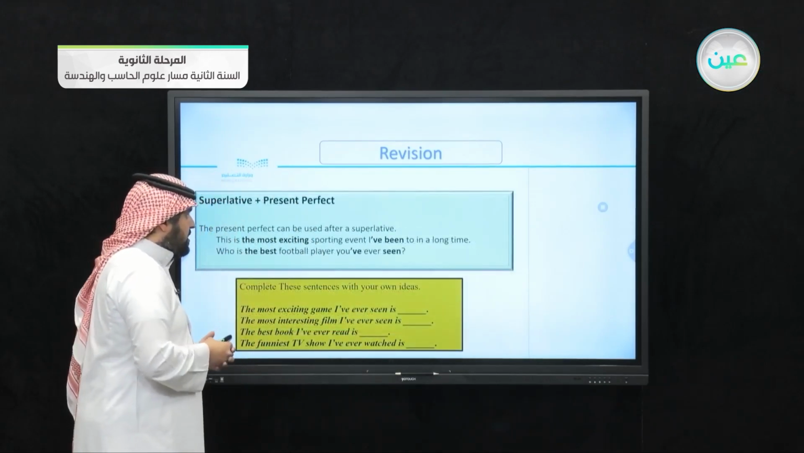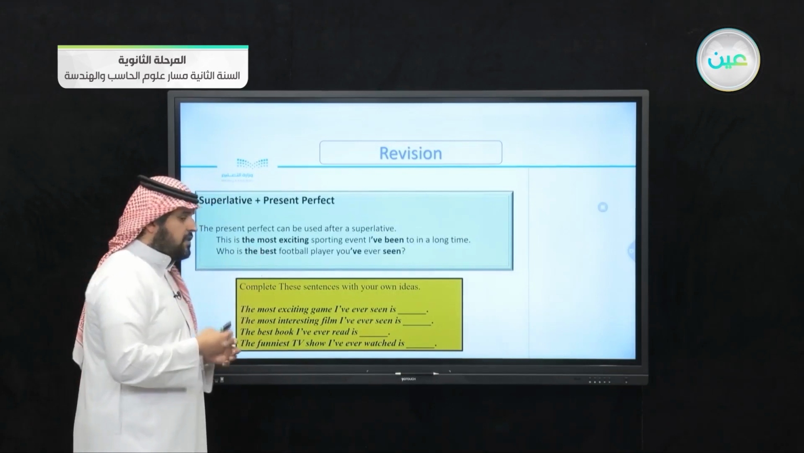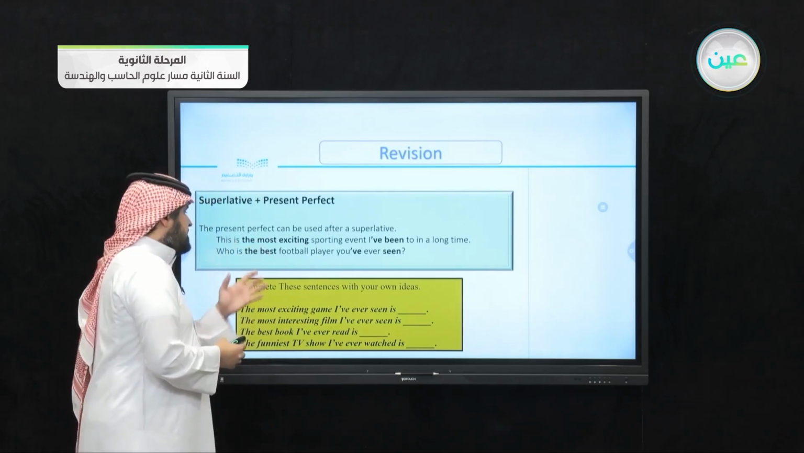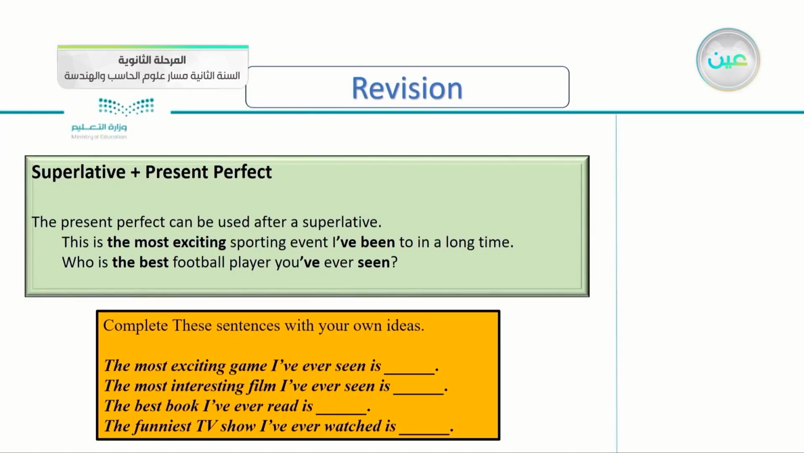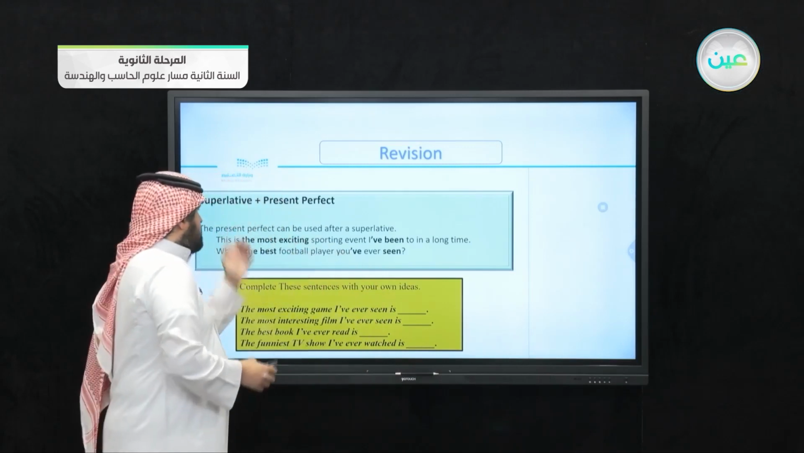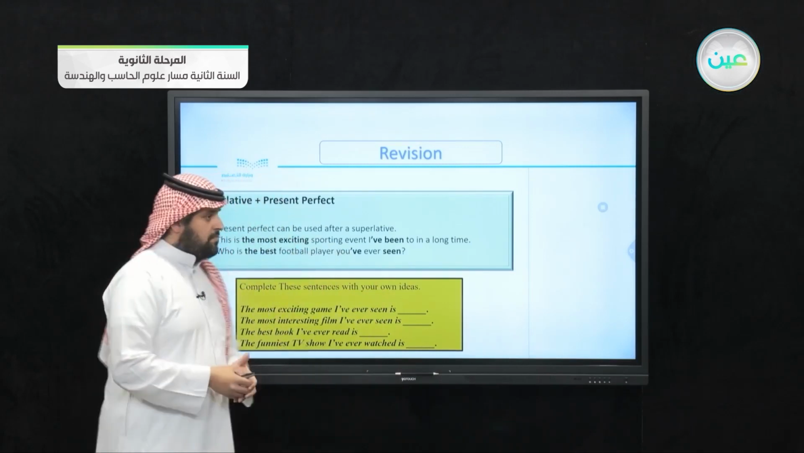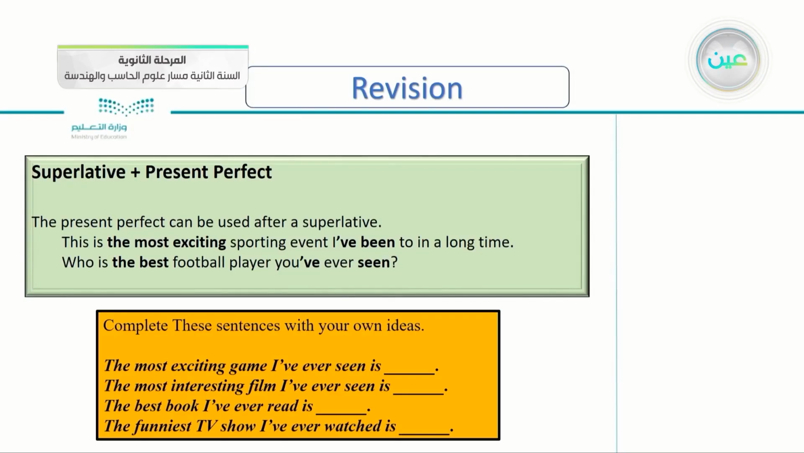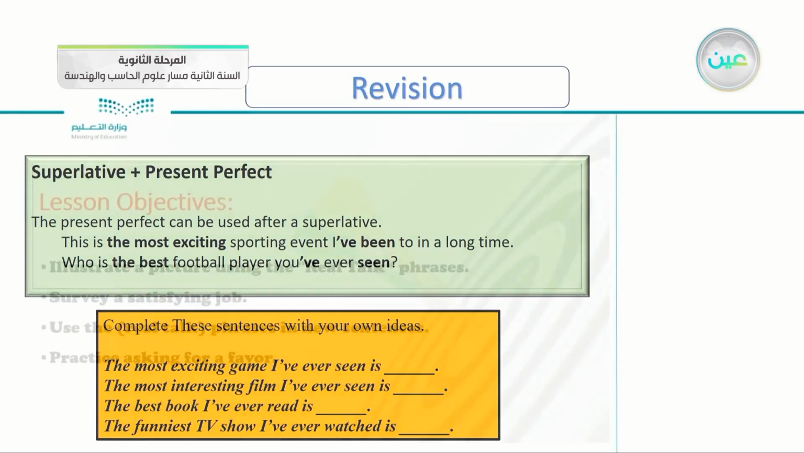We also took the superlative with the present perfect. For example, this is the most exciting sport event I've been in a long time. This is the best movie I have ever seen. So this is a superlative plus the present perfect. We took some examples here also that you complete: the most exciting game I've ever seen is, the most interesting film I've ever seen is, and so on.